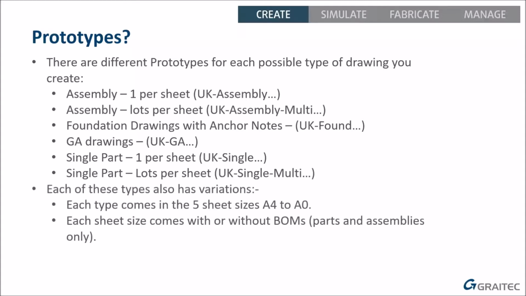And for each of those categories, you have the 5 possible drawing sheet sizes from A4 to A0. And even more, apart from GA, so for parts and assemblies, you also have those sheets in every sheet size with or without bills of materials. So there's about 10 in each of those categories. That makes over 50 prototypes in total. If you're going to edit and customize the entire set, which really you ought to if you're going to be thorough, you should do the whole set. There's 50 of them in the system.